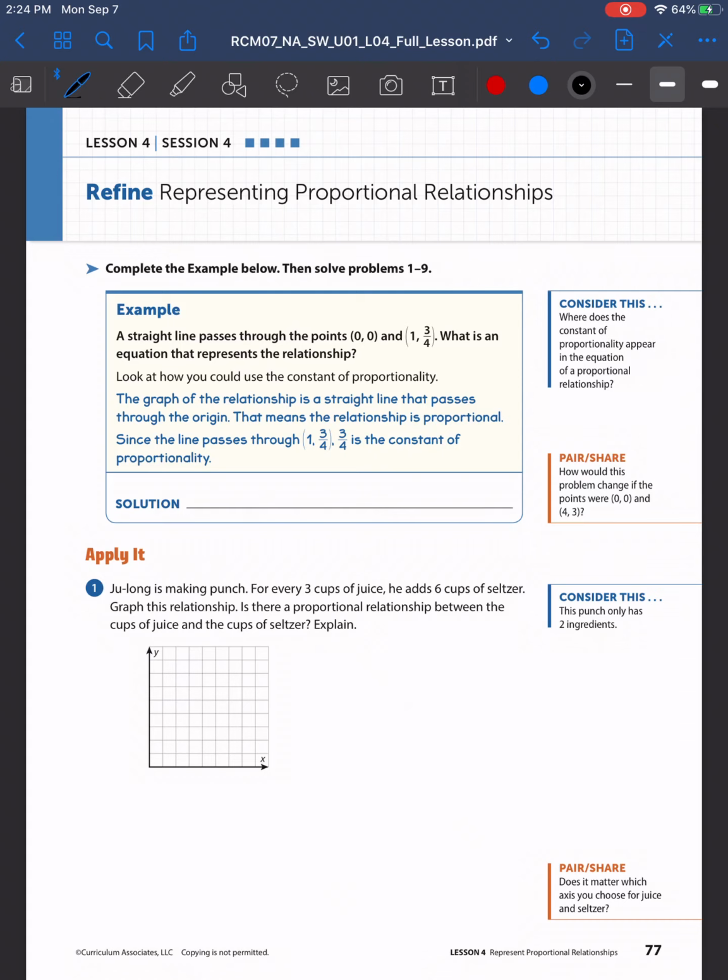Hi, 7th grade. We are in lesson 4, session 4, the last one of the lesson. We are going to talk about proportional relationships and go through and make sure you understand everything. Let's look at the example.